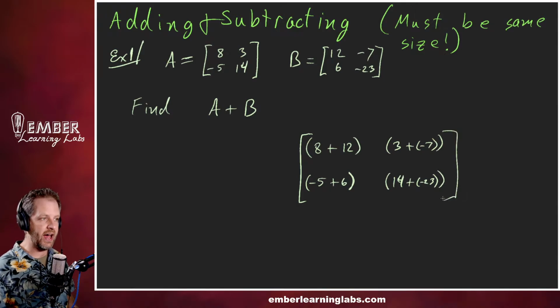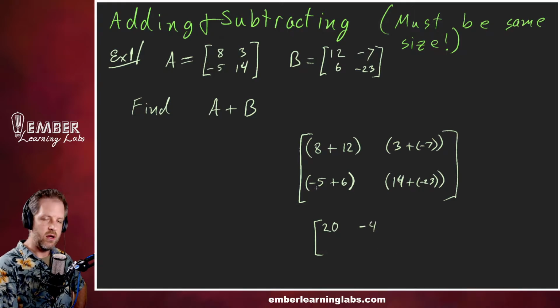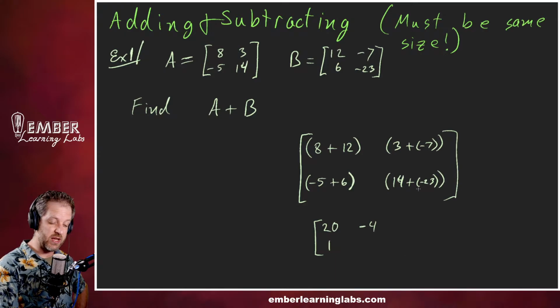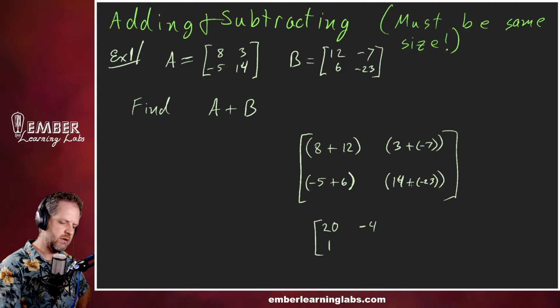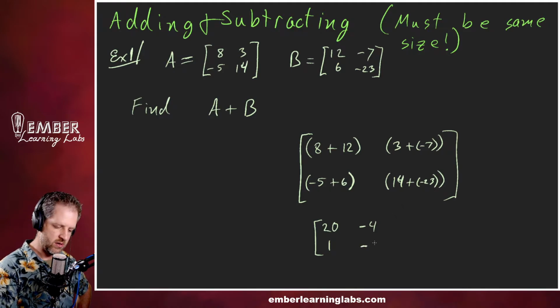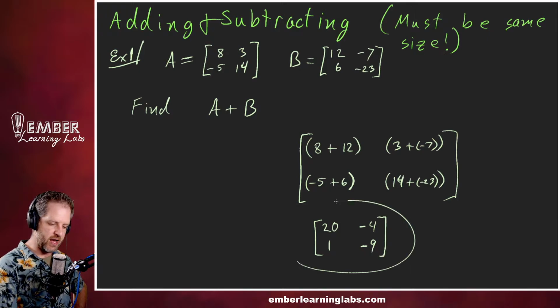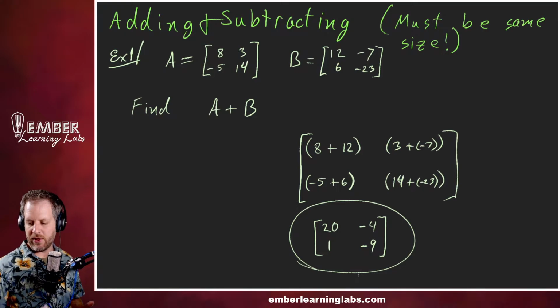Then we'd, of course, do that. So 8 plus 12 is 20. 3 plus negative 7 is negative 4. Negative 5 plus 6 is 1. 14 plus negative 23 is, oh yeah, how about negative 9, not 19? It never hurts to sanity check, whether it's checking what somebody else got or using a calculator. So that is the first example, adding and subtracting matrices.